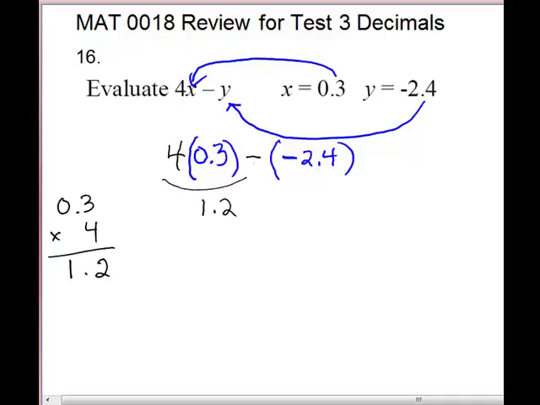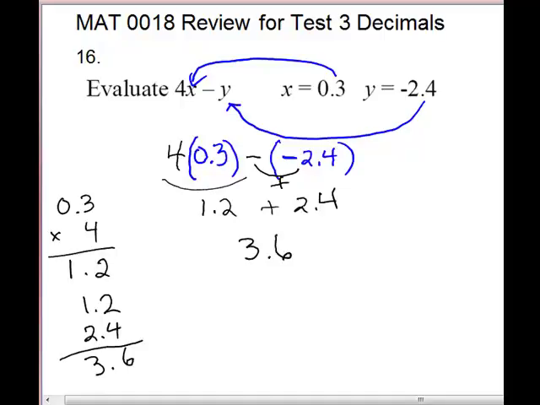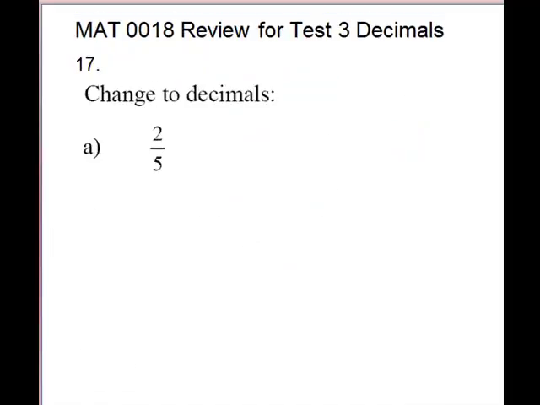minus a negative, remember, or opposite of negative makes plus. Now, we have like signs. Like signs are going to add and keep the sign. So addition, we're going to write it vertically, lining up the decimal. We will add and bring the decimal straight down. So 3.6.